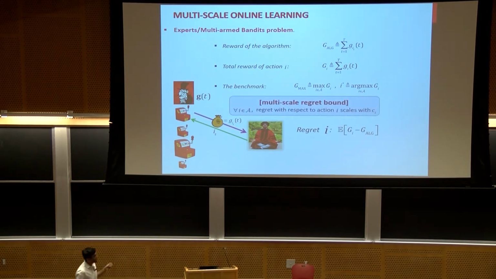So what I'm looking for is something called a multi-scale regret bound, which is the following type of bound. For every action, the regret with respect to that action scales with the range of that action.